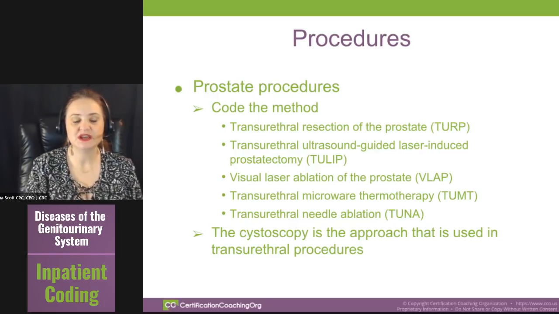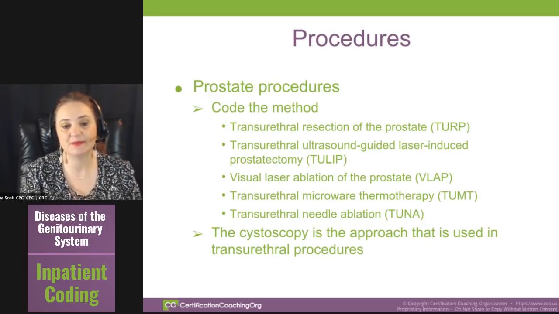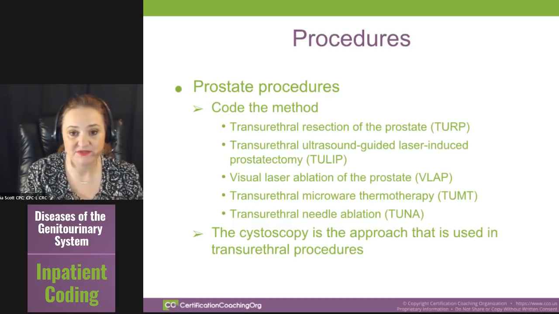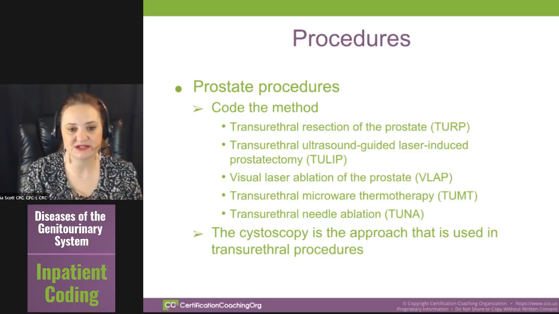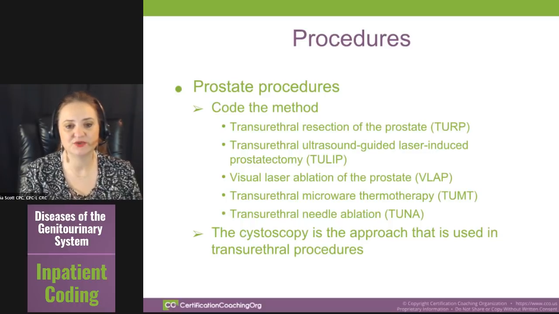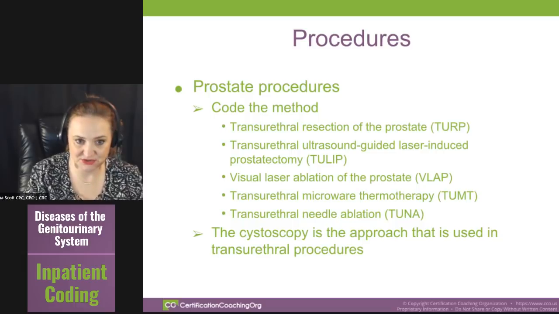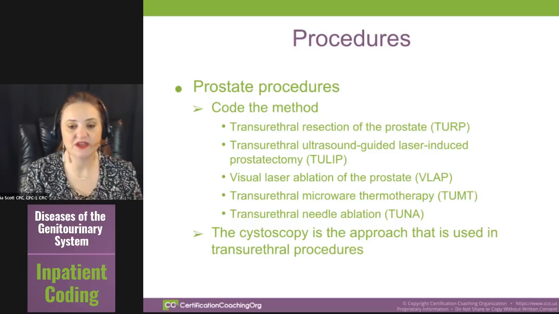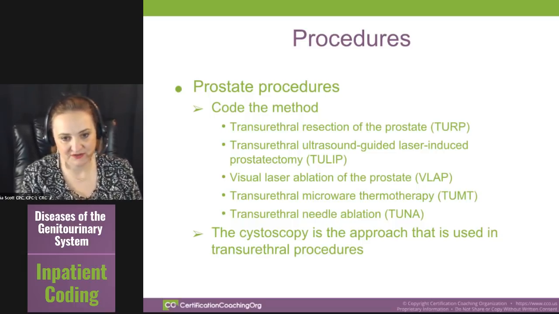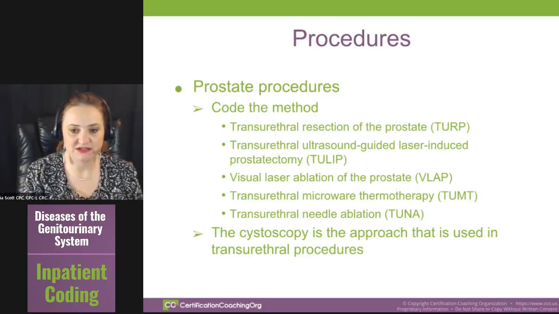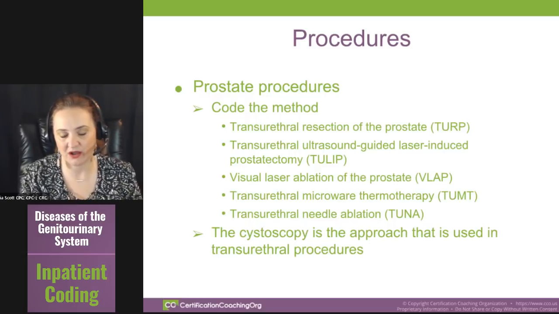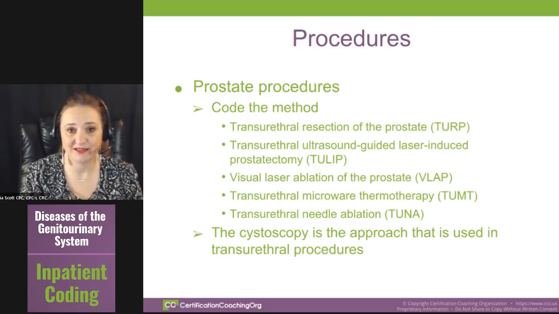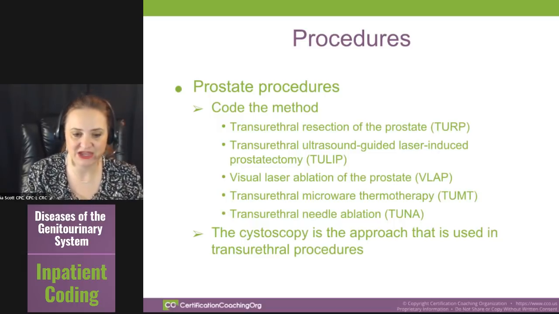Prostate procedures, there's several of these, and you will see them a lot because it's very common. So a TURP is a transurethral resection of the prostate. A TULIP is a transurethral ultrasound-guided laser-induced prostatectomy. And then a VLAP is a visual laser ablation of the prostate. A TUMT is a transurethral microwave therapy. And so, yeah, it's a microwave. And then you have a TUNA, transurethral needle ablation.